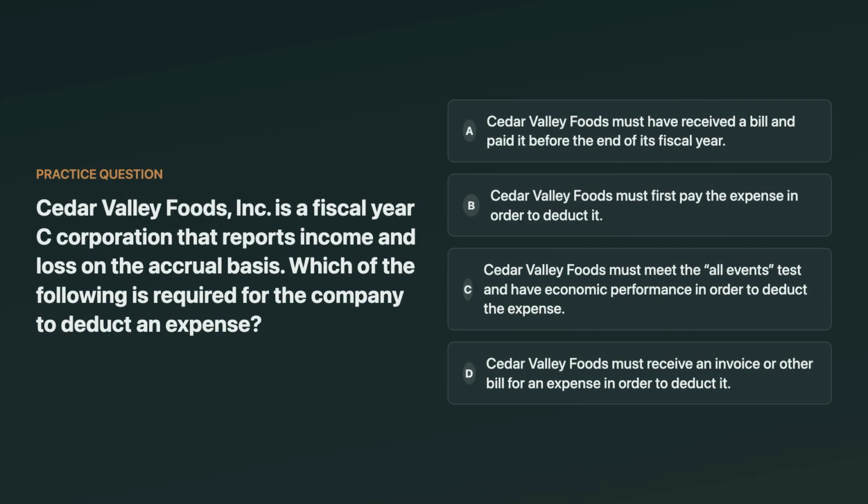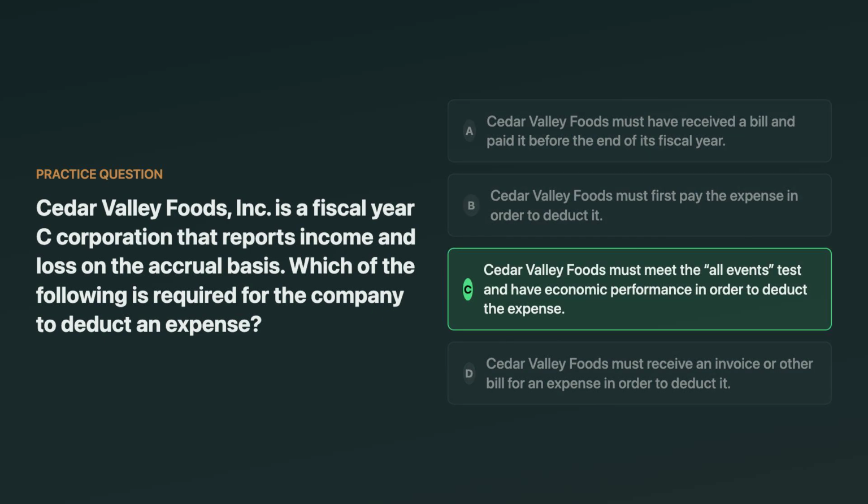Cedar Valley Foods is a fiscal year C corporation using the accrual method. What is required for the company to deduct an expense? The options mention paying before year-end, paying before deducting, meeting the all events test plus economic performance, or receiving an invoice. Think about what accrual accounting actually requires. Think about it.